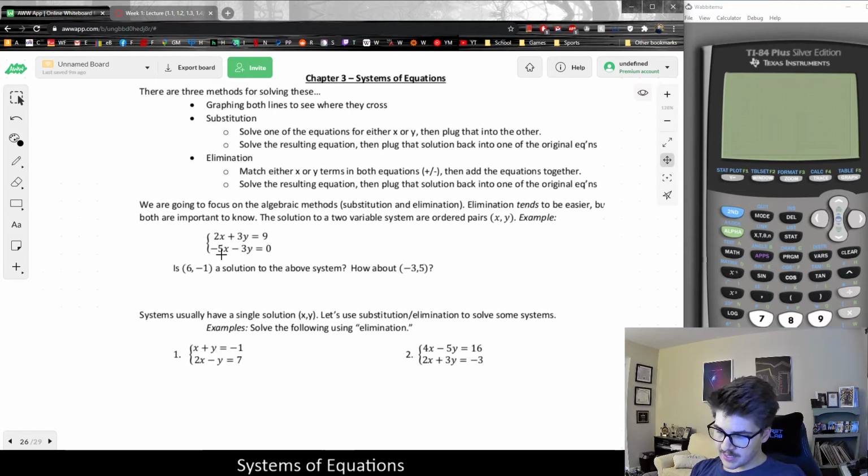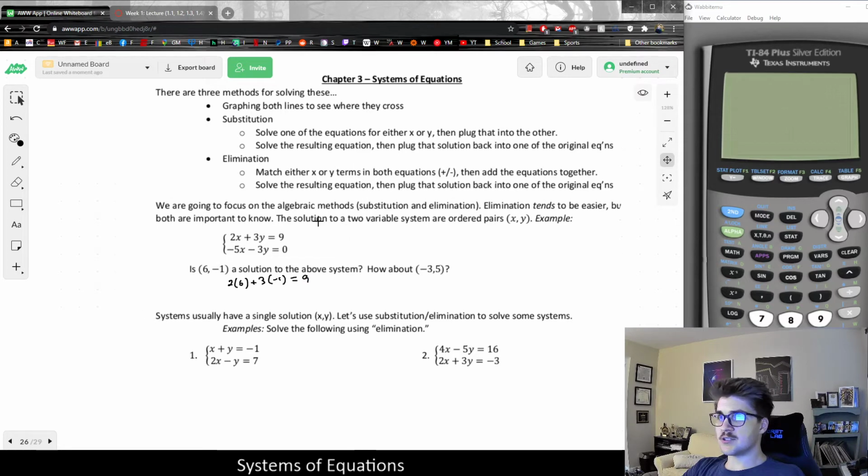So if we were to plug in (6, -1), we would have 2 times 6 plus 3 times negative 1 is equal to 9. That would be 12 minus 3, which is, of course, equal to 9. Oh, I think I have a weird setting on my tablet. Okay, that should fix it. And so notice that in this case, 12 minus 3 is 9. Cool. But that's one part of the puzzle.